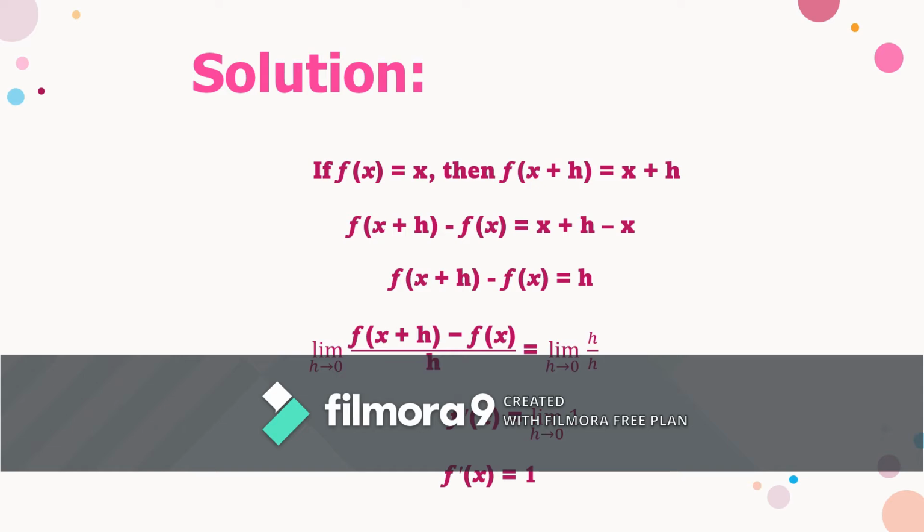Again, we divide both sides by h. On the right side, the variable h divided by itself is 1. In the final expression, we find the limit of 1 as h approaches 0. The limit of a constant is always a constant. Therefore, our final answer is 1. And 1 here is already the derivative of f of x, or the derivative of the given function.